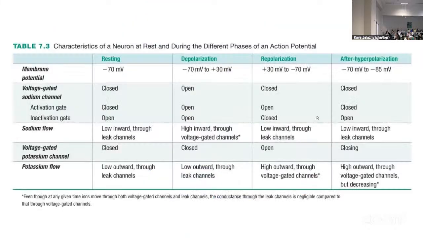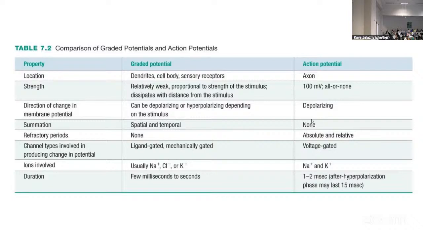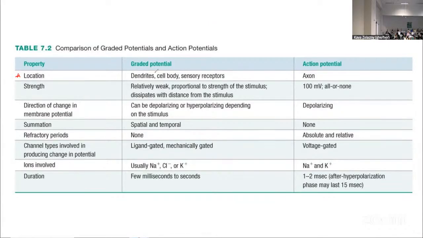But here's that chart again. So a reminder, we do want to make sure that we can tell the difference between our action potentials and our graded potentials, which we talked about last week. They differ in where we see them. Our graded potentials are happening in dendrites, which receive signals, and in the cell body. Our action potential is starting in the axon hillock and then really propagating throughout the axon.